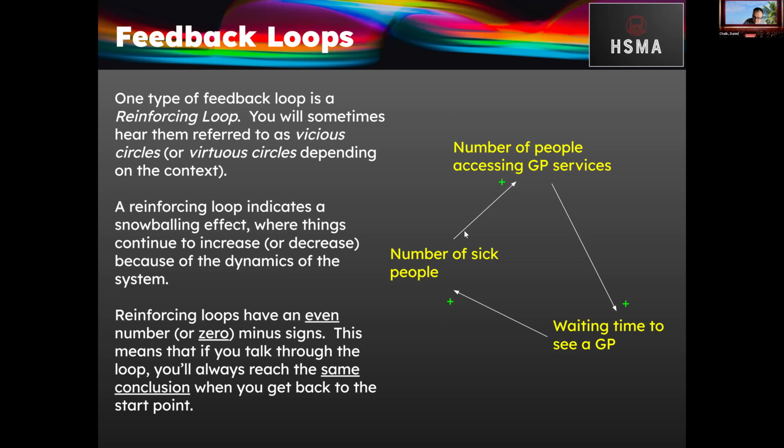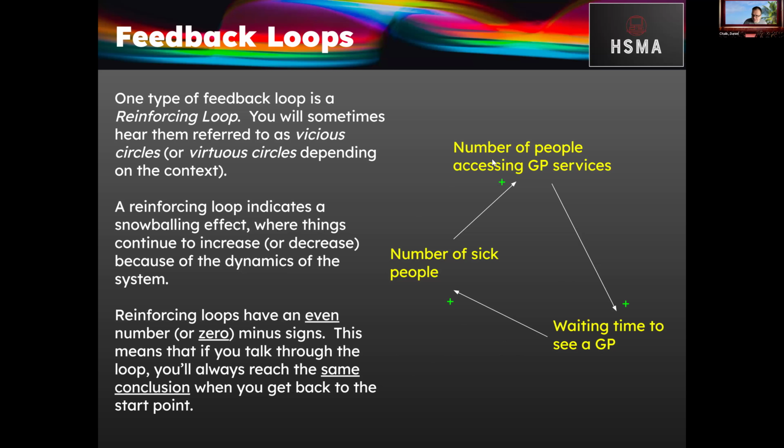And to help you identify whether you've got a reinforcing loop, if we look at the polarity of our influences within the loop, a reinforcing loop will either have an even number of minus signs, or it won't have any at all. So here we haven't got any at all, no minus signs, so we know that this is a reinforcing loop. It also means that if you were to talk through the loop, you'll always reach the same conclusion that you started with once you get back to the start of the loop.